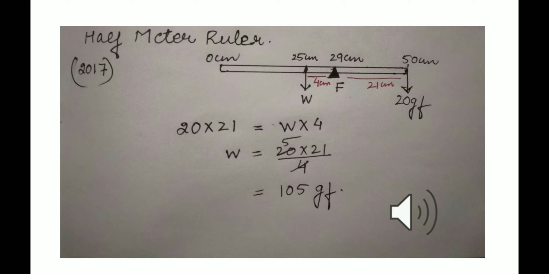So you can see 20 gf is hanging from the 50 centimeter mark and the weight of the ruler will act in the center. As I said, the center of a 50 centimeter ruler will be 25. So W is at 25 centimeter. Now anti-clockwise and clockwise moment: 20 into 21. Now from where 21? The fulcrum is at 29 and the weight is hanging at 50. So 50 minus 29 gives 21. So 20 into 21 is equal to the weight of the ruler into 4 centimeters, 29 minus 25, the distance between them is 4 centimeters. So the weight of the ruler is 105 gf.